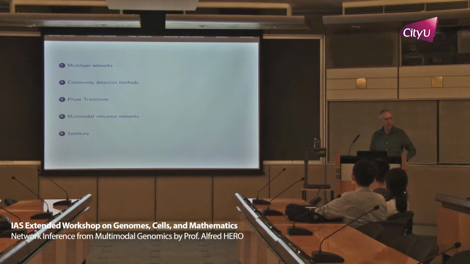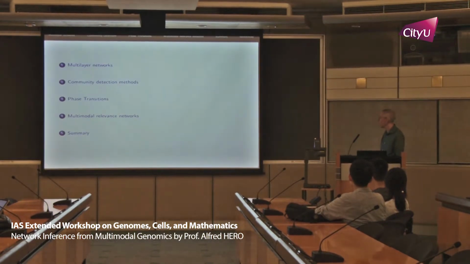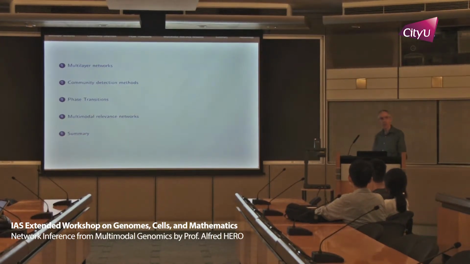And then I'll talk about these phase transitions that will determine what are those fundamental conditions that we need in order to be able to reliably extract the existence of a community from a large network, and then identify the nodes in that community. And then I'm going to talk a little bit about multimodal relevance networks, which is acting on a probabilistic model for the multi-layer multimodal network with specific application to integration and aggregation of form and function types of measurements from Hi-C and RNA-seq.